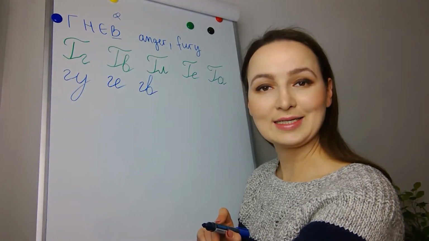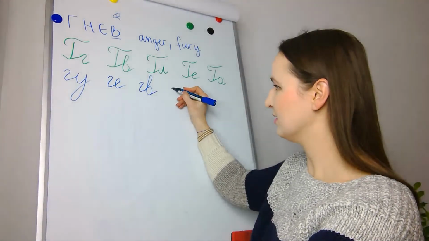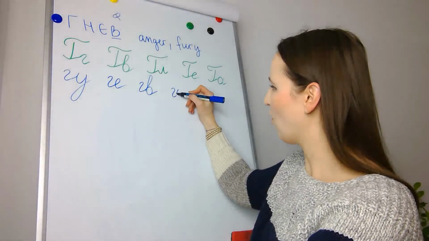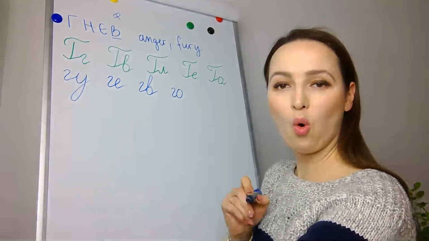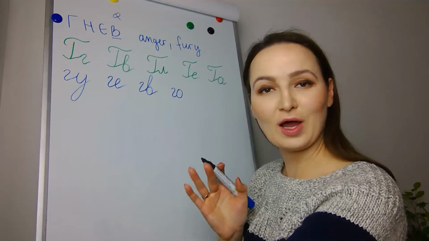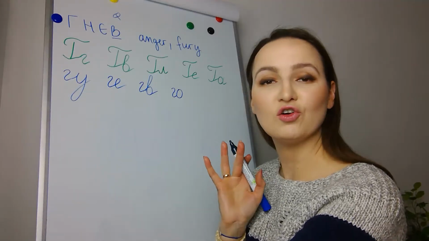And now let's connect G with O. This is simple. G and O. Go. Go. And now let's try to write a few words in Russian.